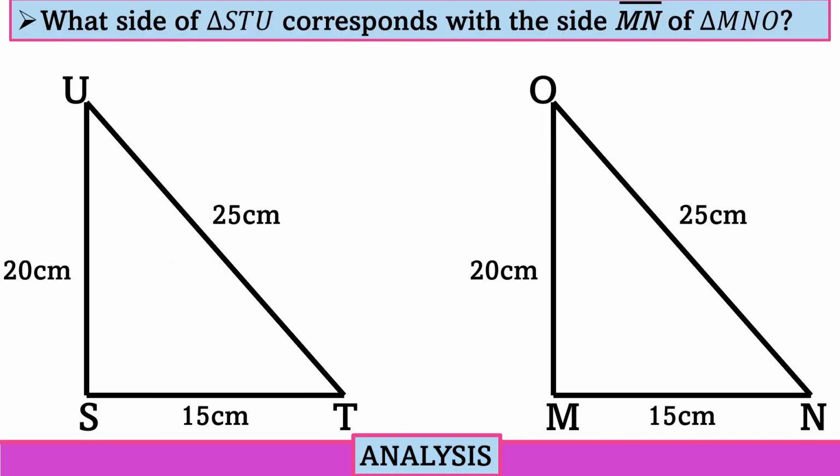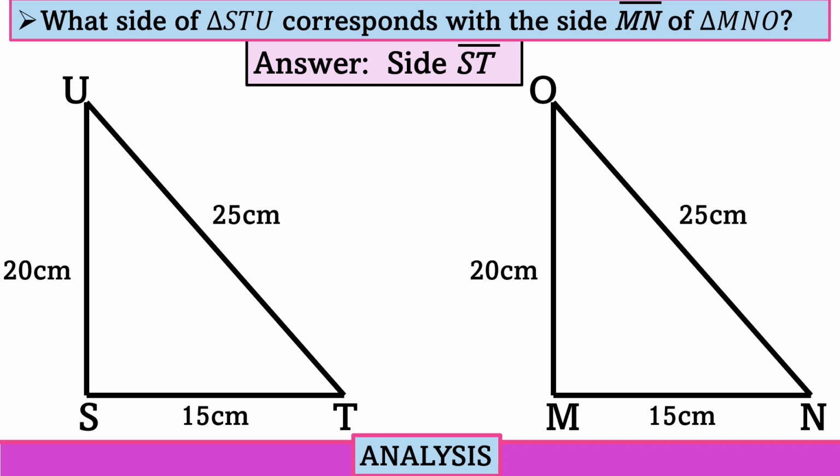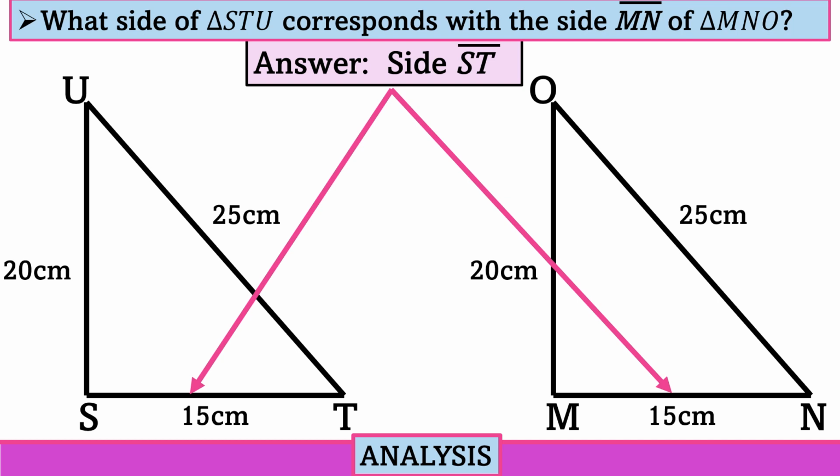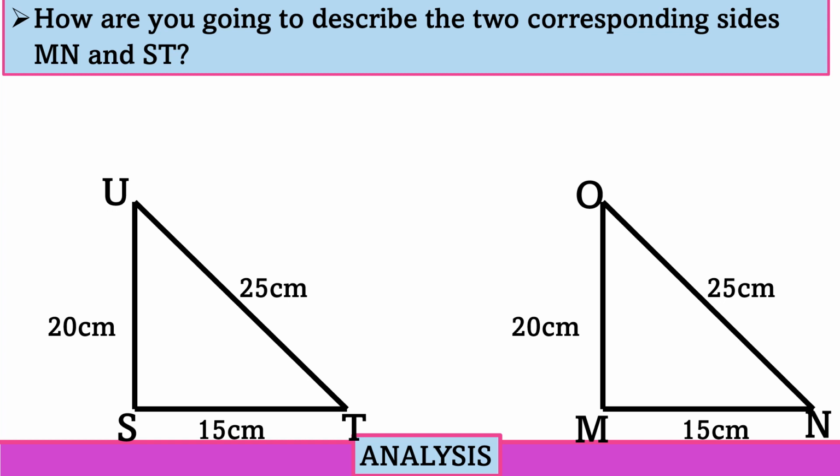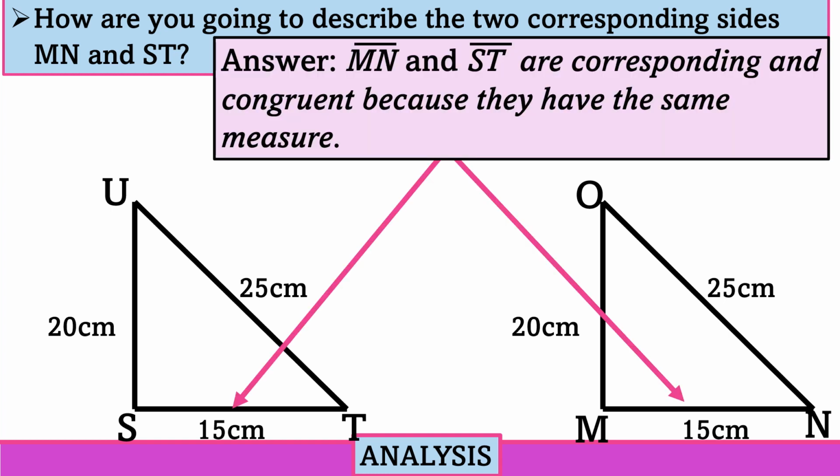Now, what side of triangle STU corresponds with the side MN of triangle MNO? Very good. We have side ST. So, side MN of triangle MNO corresponds to side ST of triangle STU. So how are you going to describe the two corresponding sides MN and ST? Okay, so side MN and side ST are corresponding and congruent because they have the same measure.